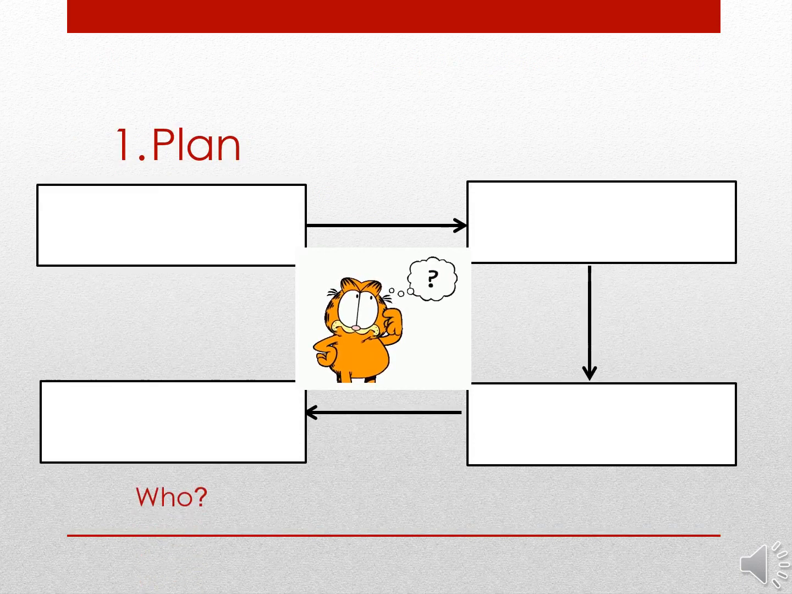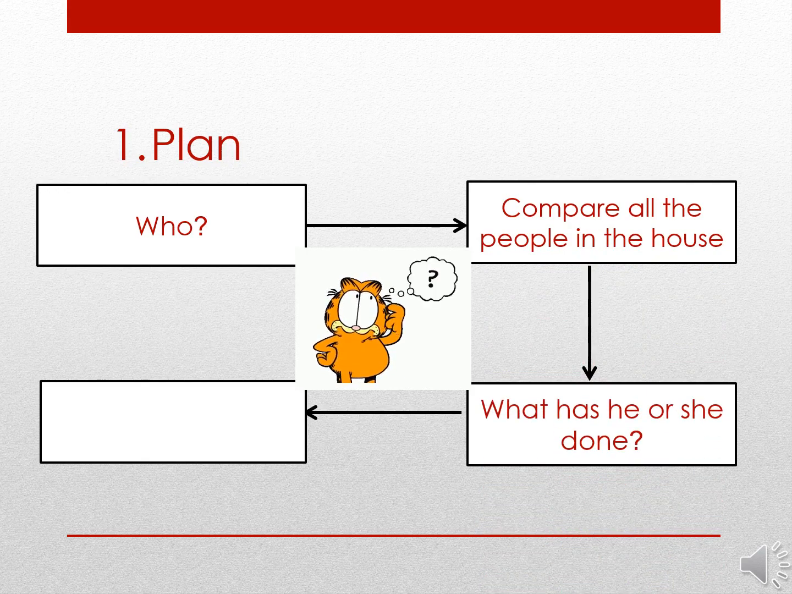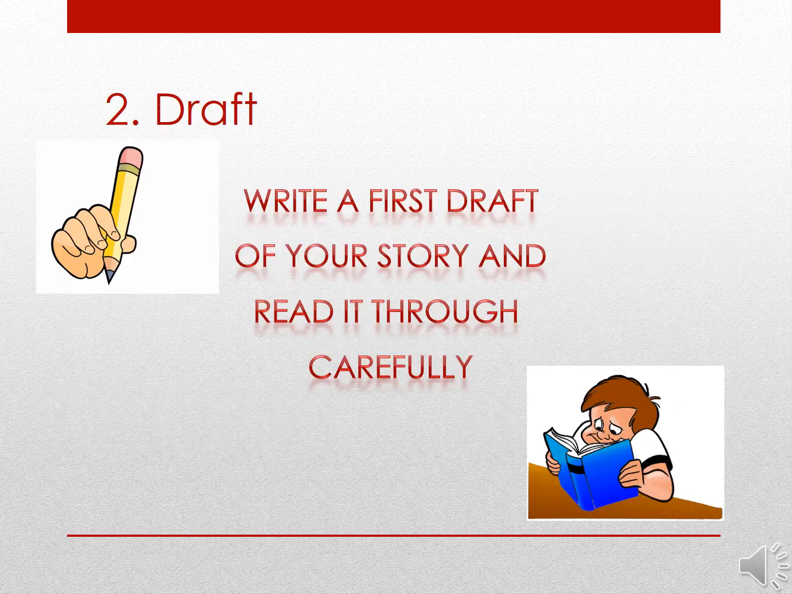First you must decide who is the biggest rule breaker in your home, and then compare all the people in the house by the second block. Your third block, what has he or she done? So what has this person done to be identified as the biggest rule breaker. And then number 4, any extra information that you want to add in your story.